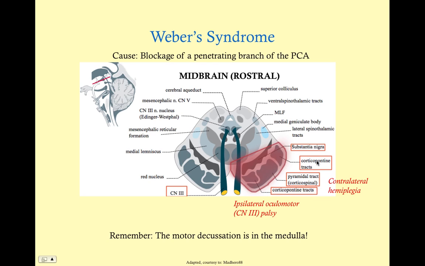Now, yes, you are affecting the corticopontine tracts, and you are affecting the substantia nigra. That's going to be a little bit lesser as far as symptoms go, but the substantia nigra can cause some gait disturbances. You can have some Parkinsonian effects. But primarily with Weber's syndrome, what you're going to see is ipsilateral oculomotor palsy and contralateral hemiplegia.